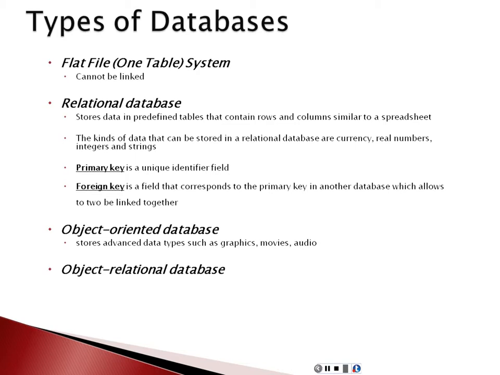Alright, if I hadn't confused you yet, let me try harder. Now we have an object relational database, but just look at it. If we know that an object database or object-oriented allows us to store more advanced things such as pictures and movies and sound, we said you can link the tables in a relational database. So object relational database uses both traditional data types and advanced data types and can be linked.